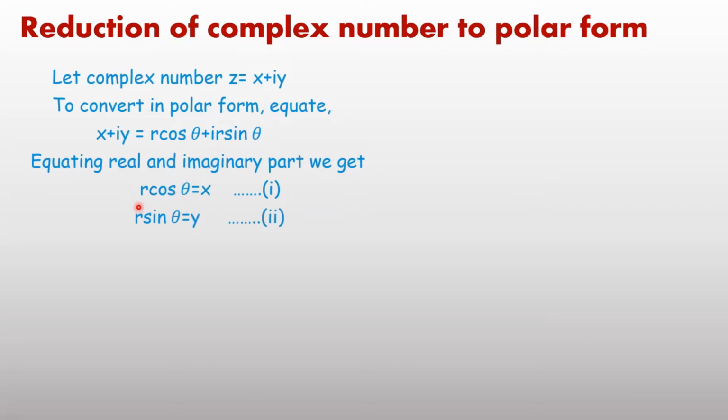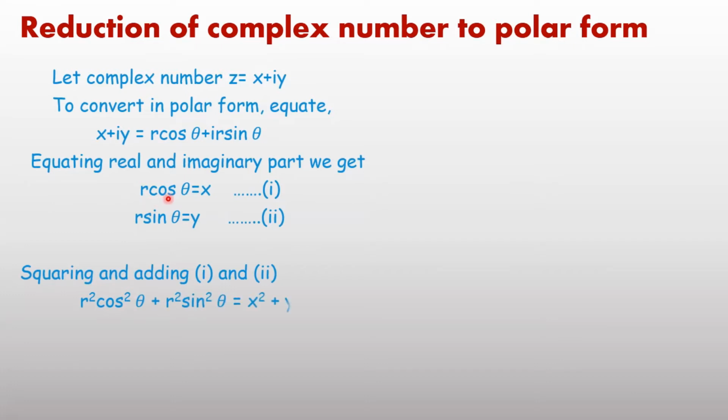Now we have to find the value of r and theta. First, to find the value of r, square and add the first and second equations. r square cos square theta plus r square sin square theta equal to x square plus y square. Then r square common, remaining part is cos square theta plus sin square theta equal to x square plus y square. The value of cos square theta plus sin square theta is the identity 1.